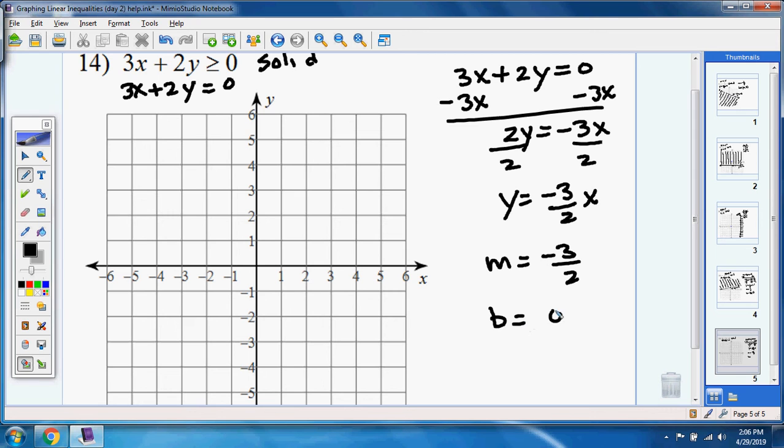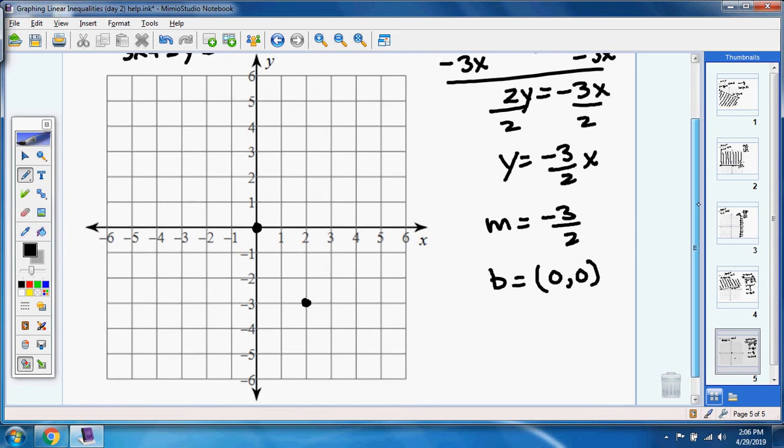My origin is my y-intercept, 0, 0. So when I start, it's starting at the origin, so I'm going to have to test something else. Again, down 3, right 2. Looks like I have enough room. Down 1, 2, 3, right 1, 2. I could also go backwards. Up 1, 2, 3, left 2.